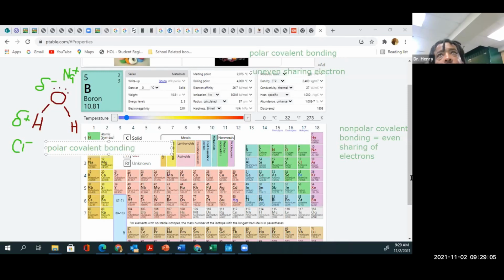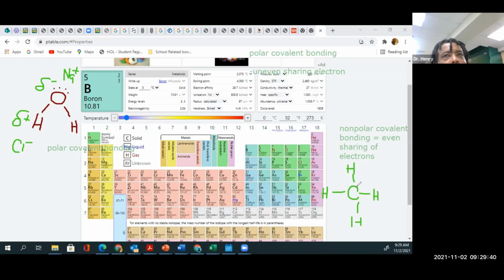Okay. So an example of non-polar covalent bonding is, you guys heard of methane? Cow's fart? Yes, no, maybe? Okay. Methane, the chemical structure for methane is CH4.